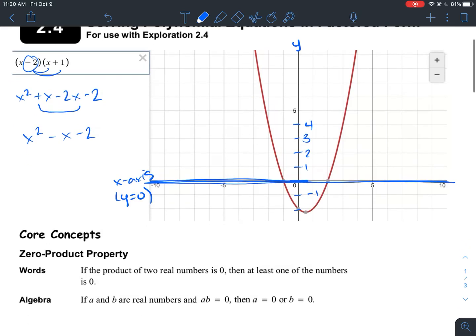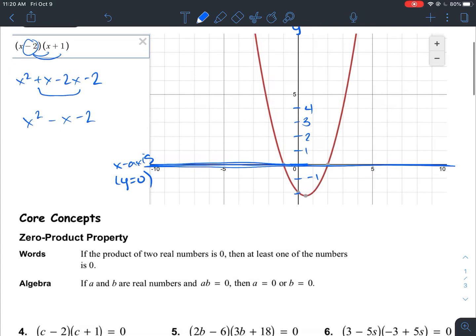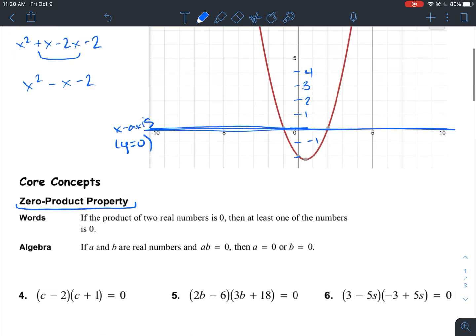But today we're going to introduce what is called the zero product property. The zero product property says, if the product of two real numbers is 0, then at least one of the numbers is 0. Let's put that into some algebra terms. Let's say a and b are real numbers being multiplied, and if a times b equals 0, then a equals 0 or b equals 0. Okay?